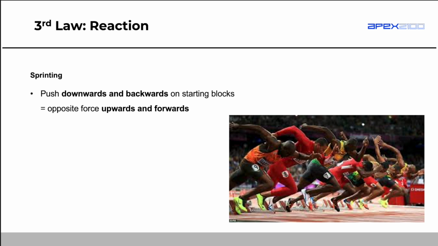The third law is a reaction. So the best way to explain this is sprinters coming off their starting blocks.